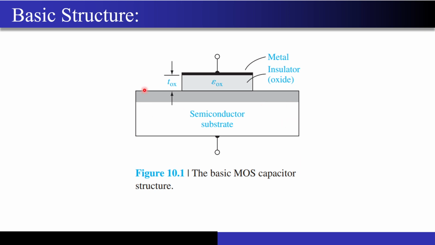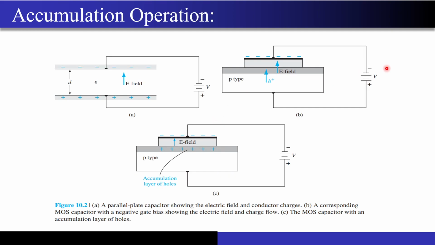So what is the purpose of having this structure? Obviously we want to apply some voltages at this point as well as this point, that is the metal contact and your semiconductor contact, that is your substrate contact. Now let's see what happens when you apply some voltages to this structure of metal, oxide and semiconductor. What happens when you apply a negative voltage on the gate? For now I'm assuming that this substrate is p-type. The moment you apply a negative voltage over here, what is going to happen?